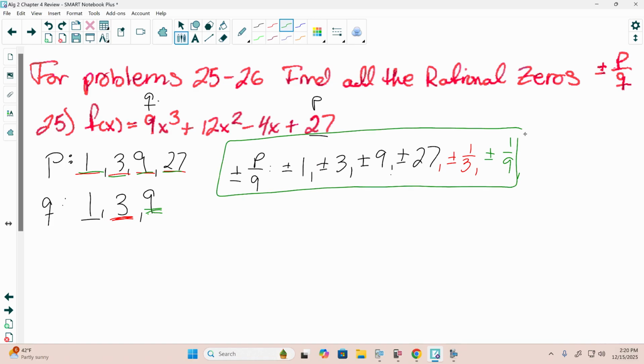So the rational zeros for this here are positive negative 1, positive negative 3, positive negative 9, positive negative 27, positive negative 1/3, and positive negative 1/9. So we do have to have all those listed. You do need the plus or minus. If you just put 1, 3, 9, 27, 1/3, 1/9, you are missing half of the solutions.